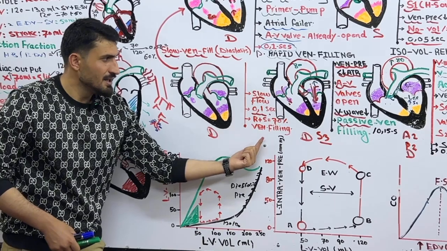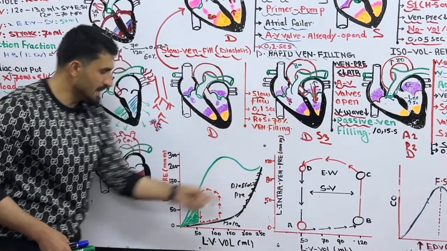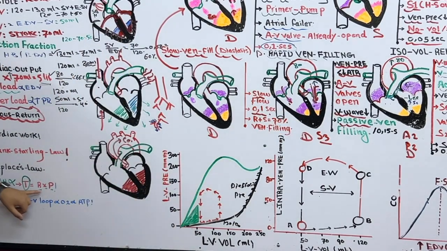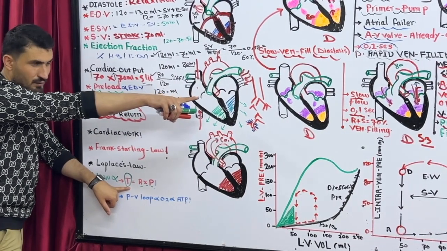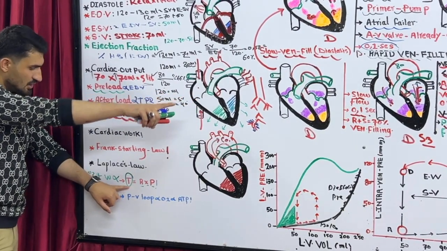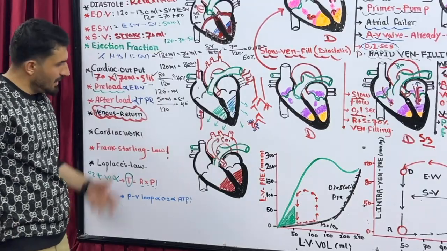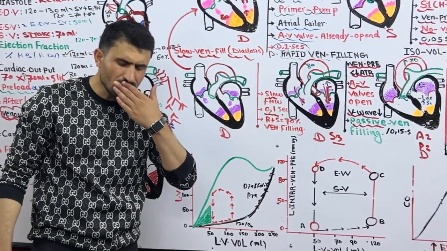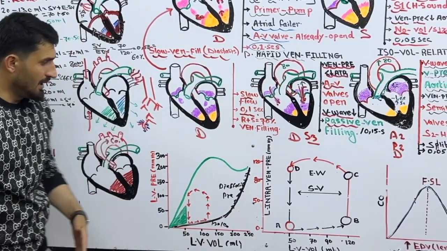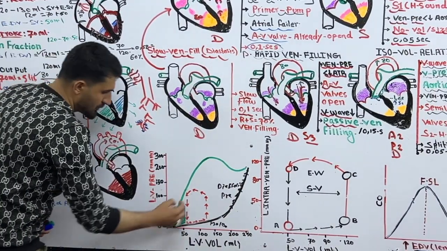So this is very dangerous, because when you increase the pressure, based on Laplace's law, you increase the tension on the walls of the ventricles. When you increase the tension, you increase cardiac work and you increase oxygen demand, and it will cause heart failure plus ischemic heart disease.